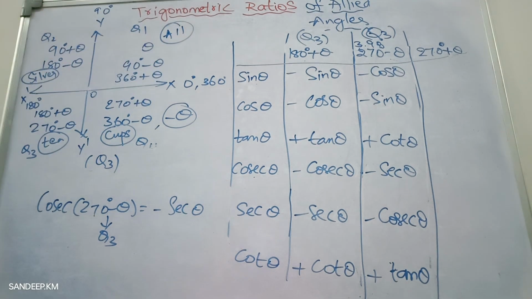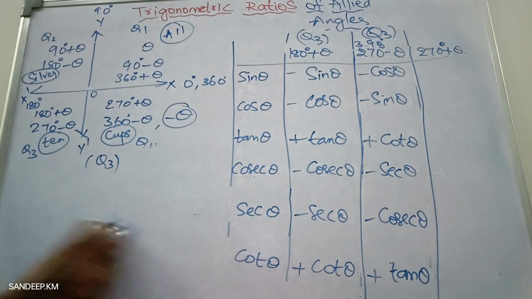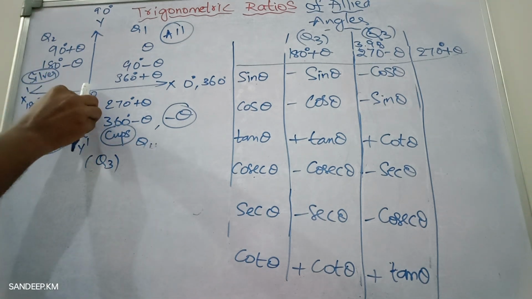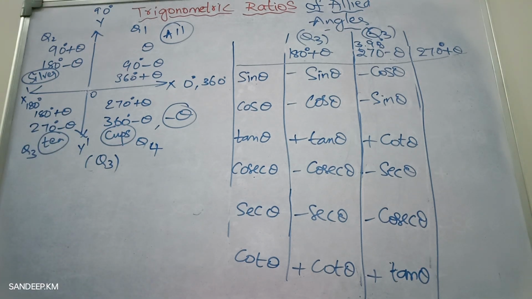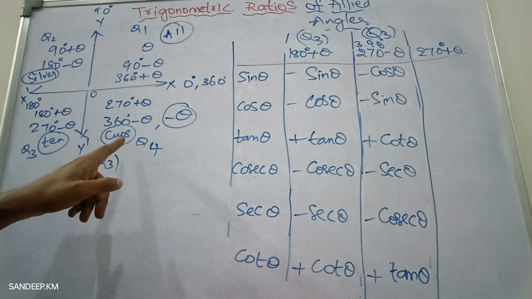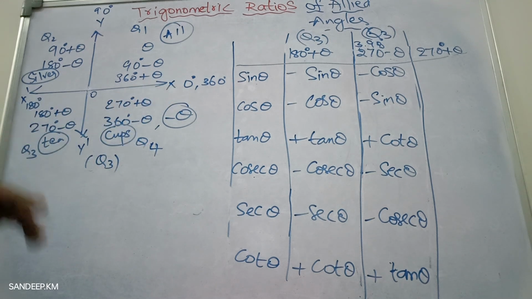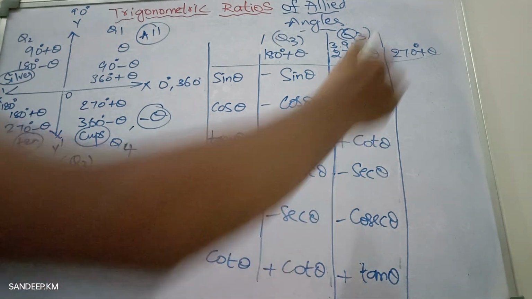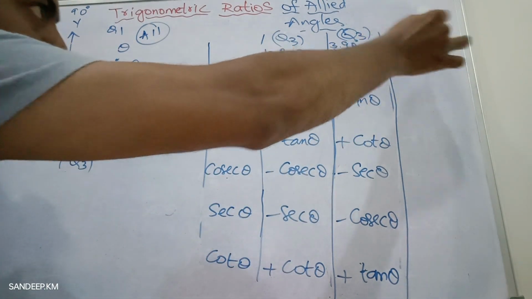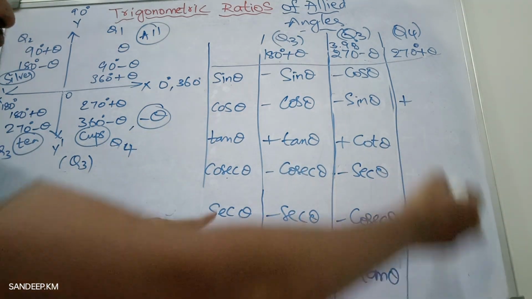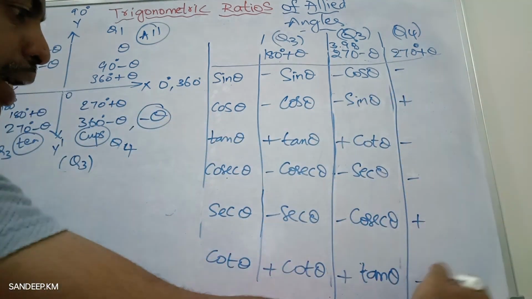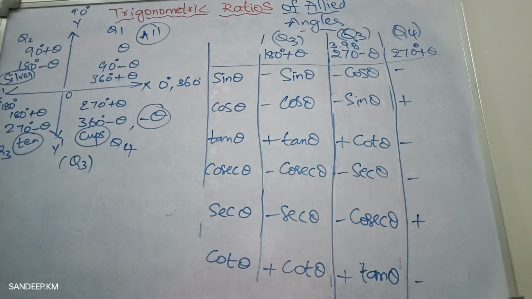So this is how you can understand it, right? Now next, 270 plus theta. So 270 degrees, we are here, plus means we will go forward. 270 plus theta is an angle in the fourth quadrant, and in the fourth quadrant, C, that means cos theta and its reciprocal sec theta are positive. The remaining trigonometric ratios are negative.